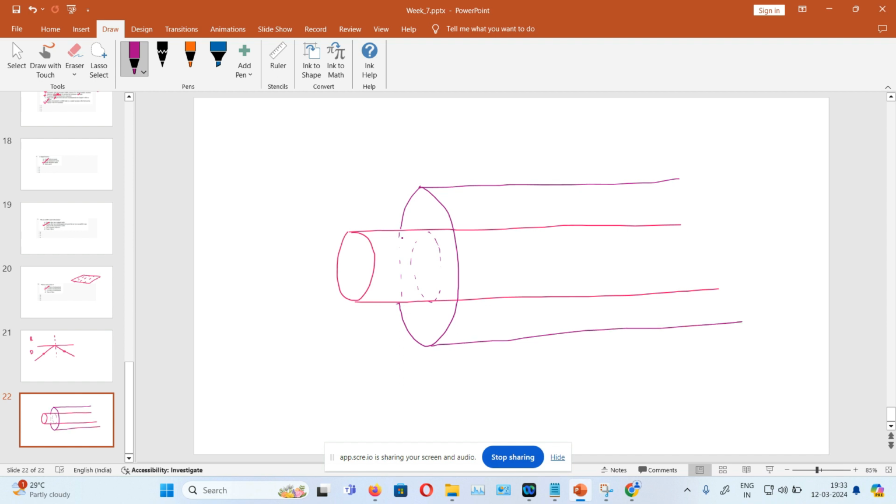So what happens when light rays come here, they bend and reach this point. At this point, the angle of incidence will be more than the critical angle. It will bend, undergo multiple reflections, and reach the other end of the fiber. And this is the basic principle of the optical fiber.